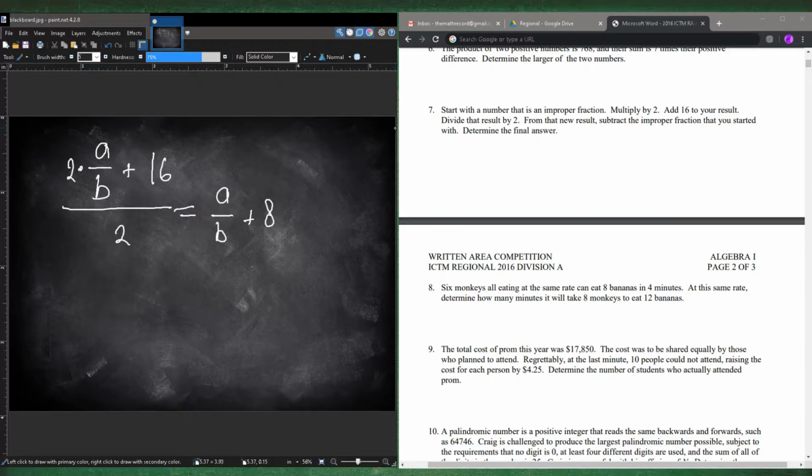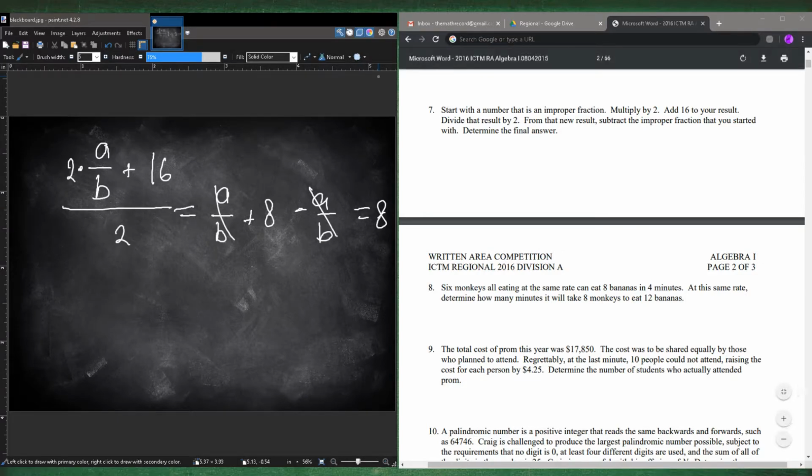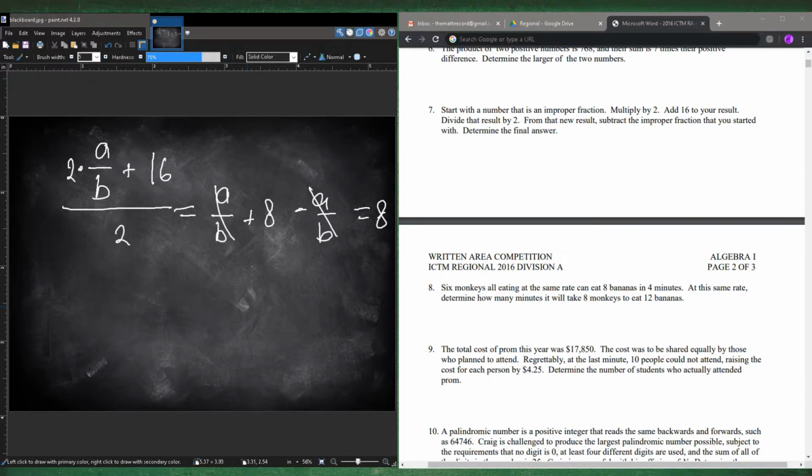So from that result, subtract the improper fraction. So minus a over b. So this cancels. So we just have an 8. So from the result, subtract the improper fraction you started with. Determine the final answer. So the final answer is 8. So whatever improper fraction you start with, you could use, let's say, 1/3 or 1/5, etc. You will still get 8 as your result. So your answer for number 7 is 8.